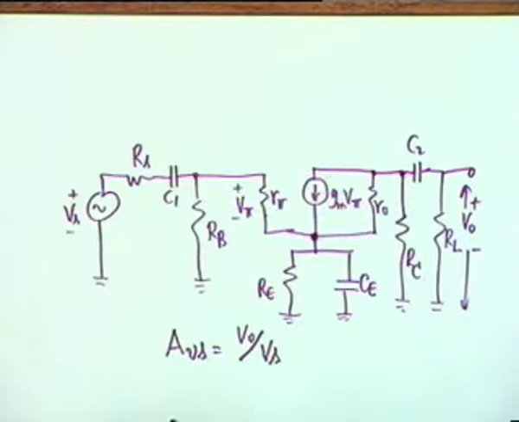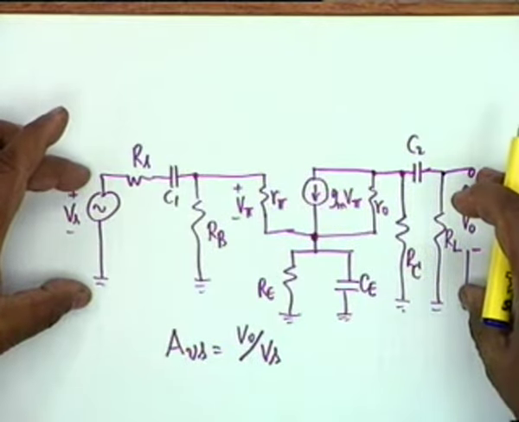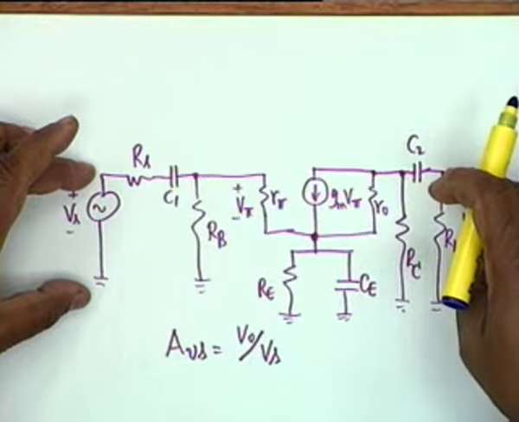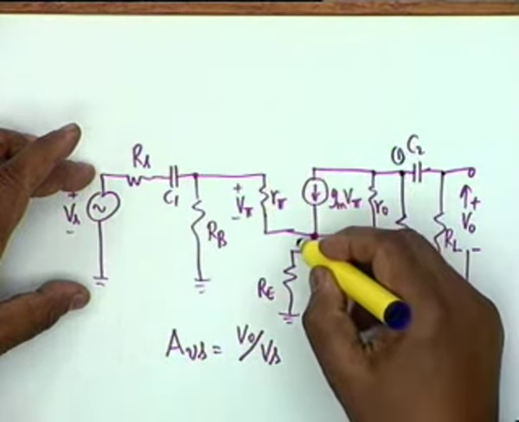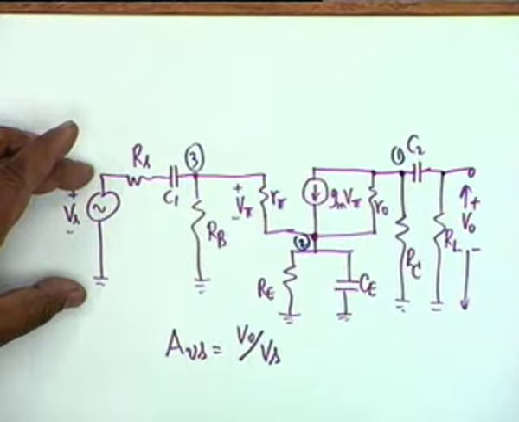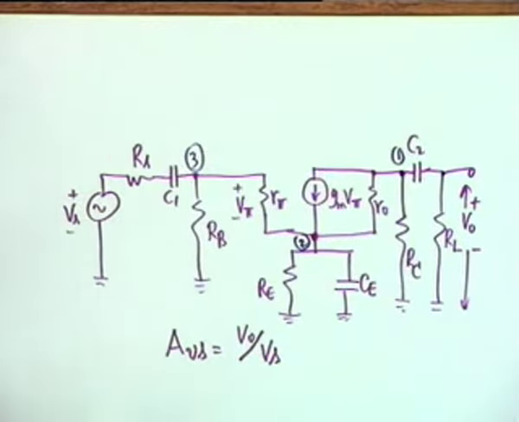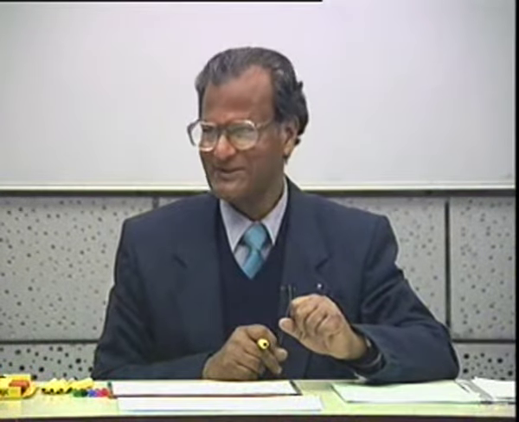Obviously, if you have to do an exact analysis of this, how many nodes do you have to consider? 1, V0. Well, actually V0 by Vs we want to find out. So this, we don't write a node equation here. We write a node equation here, 1, then another node equation here, 2, and a third node equation would be here, 3. 3 node equations are required, and therefore you will have to invert. If you do by node analysis, you will have to invert a 3 by 3 matrix, which is pretty tough. So engineering approximation comes into effect.